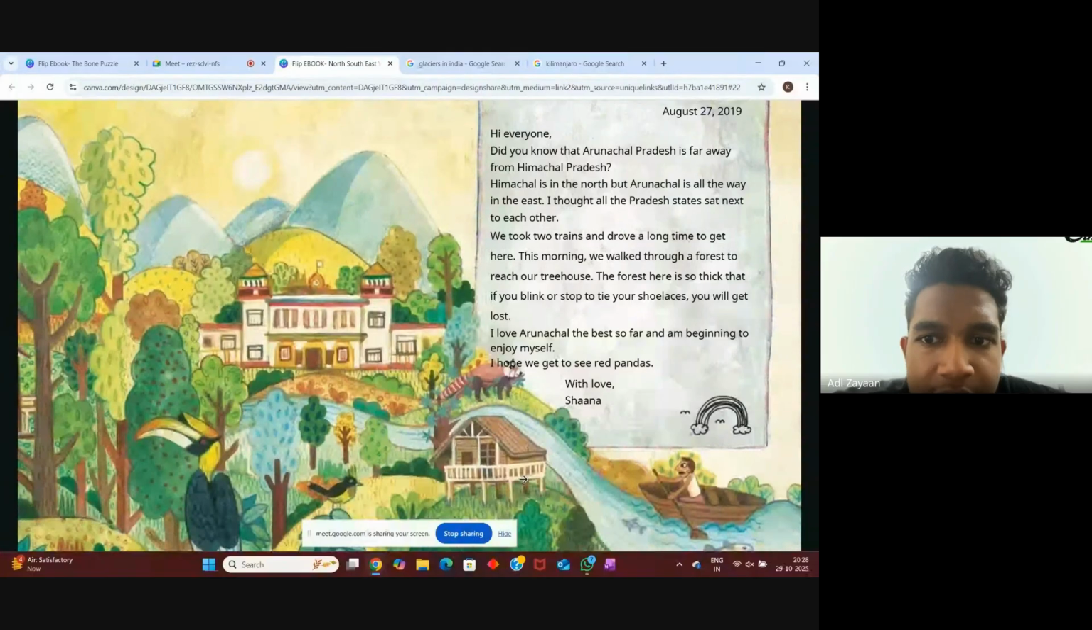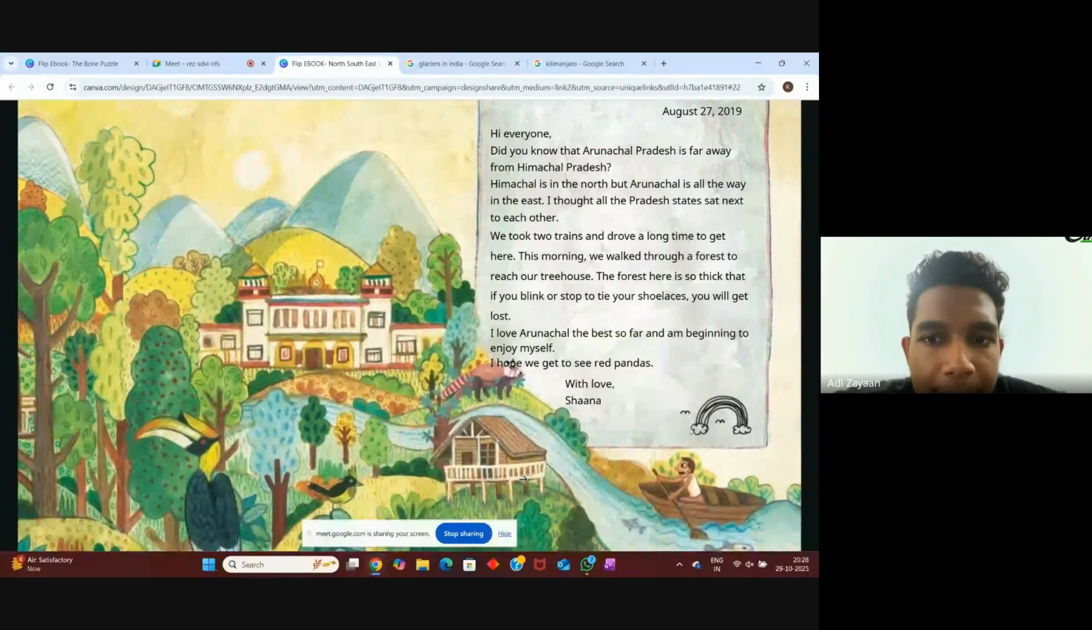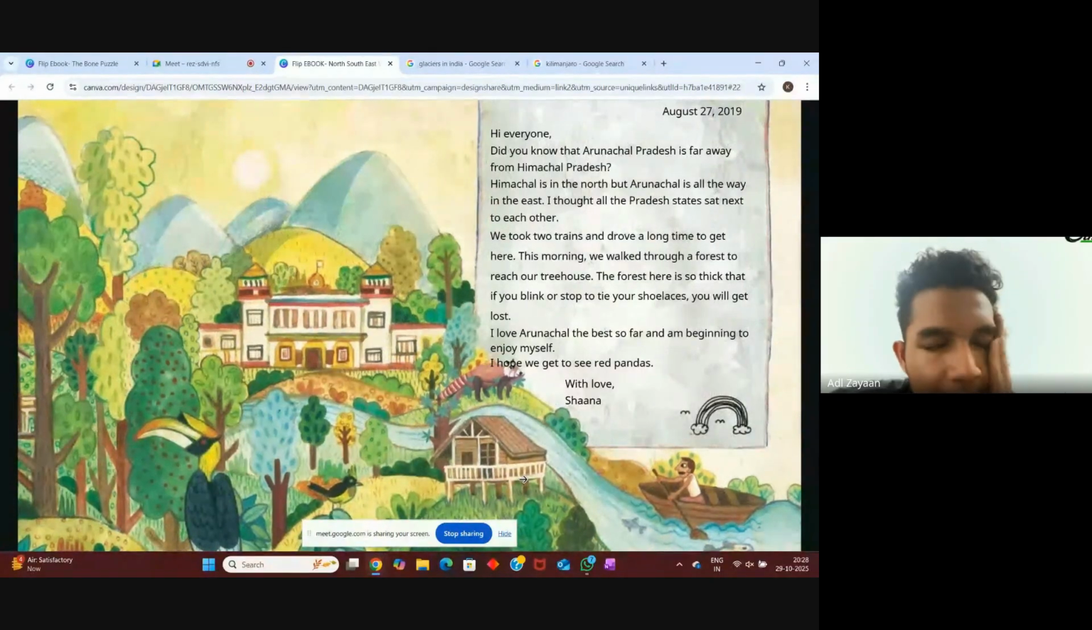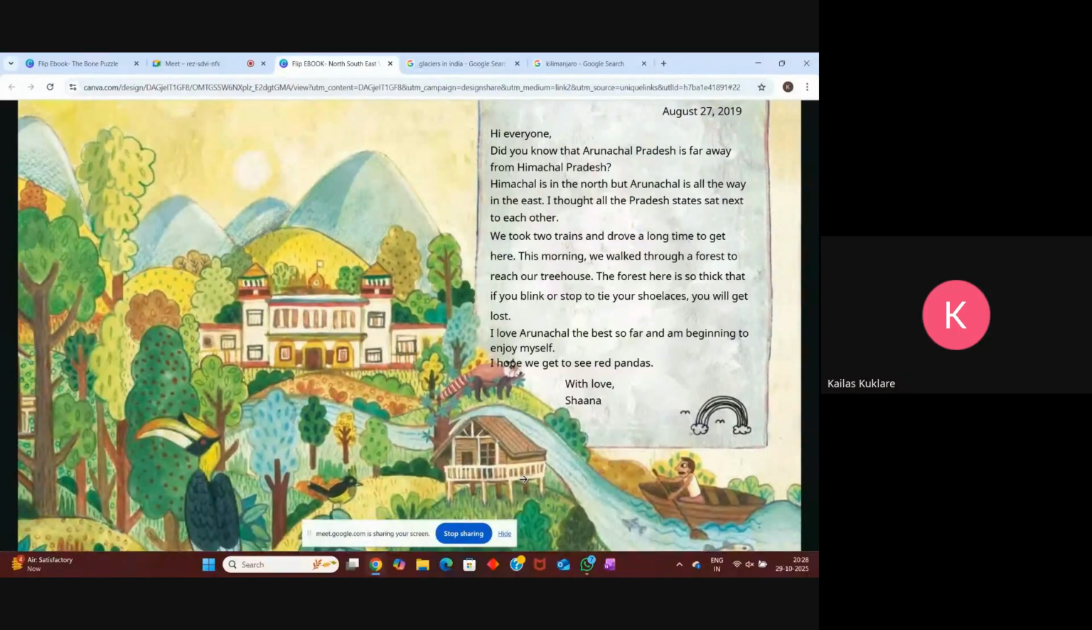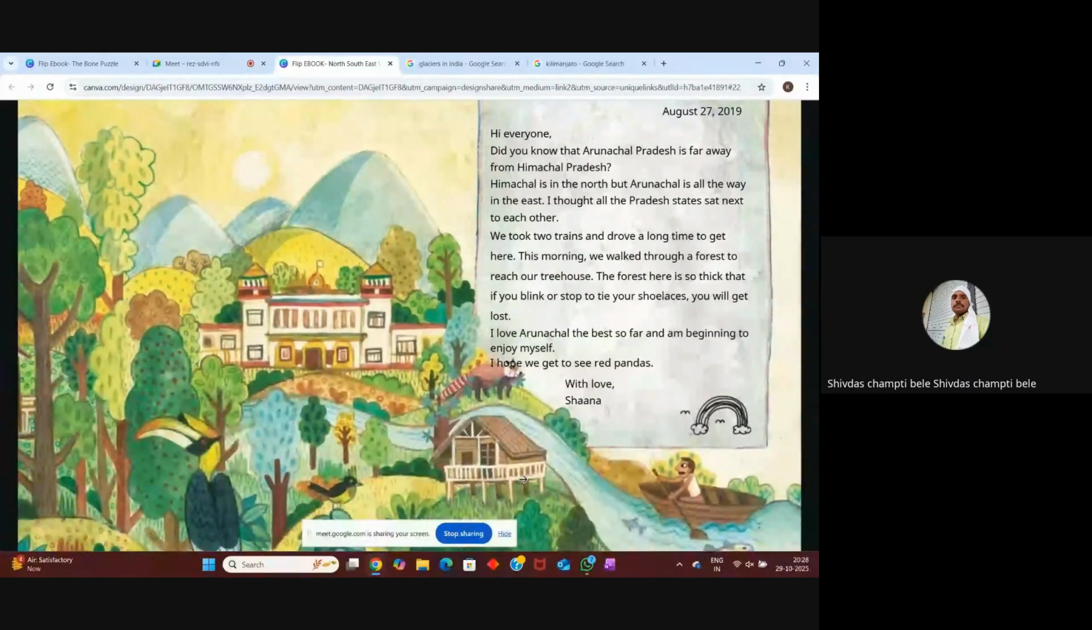I love Arunachal the best so far, and I'm beginning to enjoy myself. I hope we get to see red pandas. With love, Shana. Red pandas are very common animals there in Arunachal Pradesh. So Arunachal was the best state she visited till now, and she thought she will get to see red pandas.